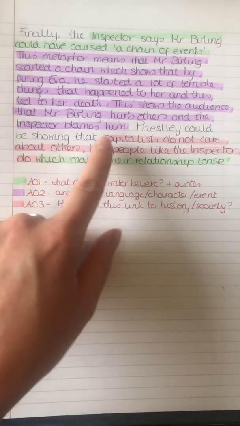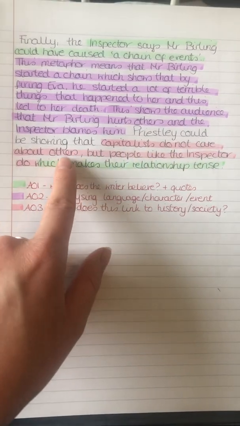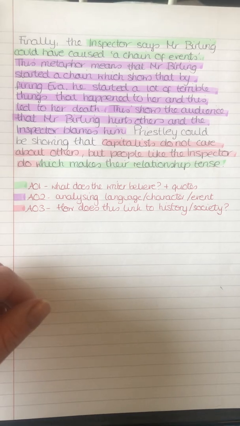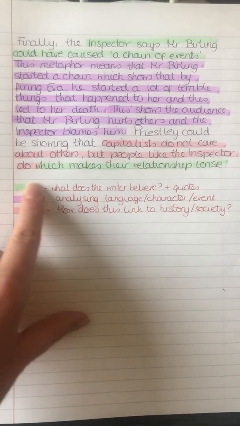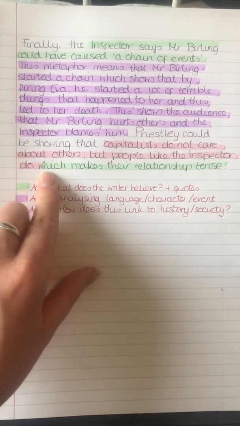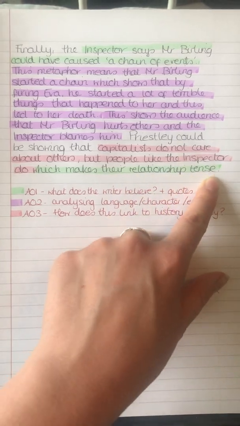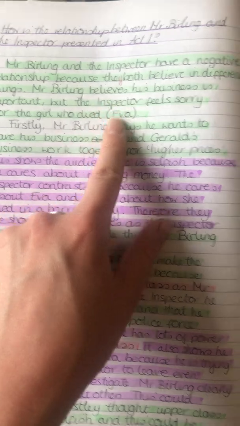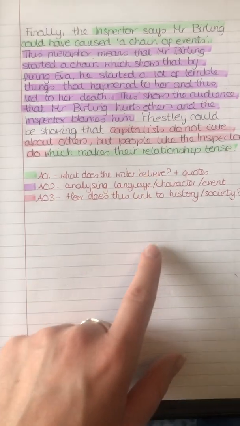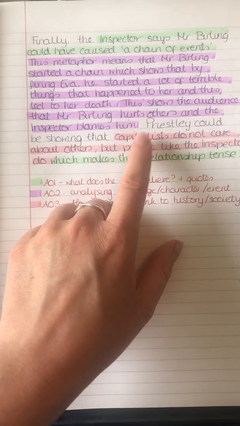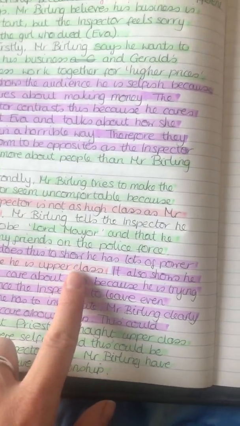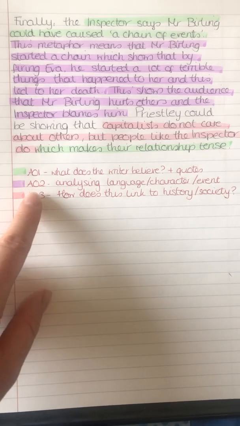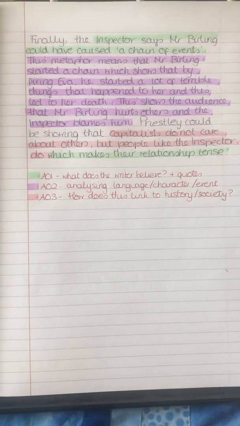Priestley could be showing that capitalists do not care about others. So capitalist being Mr. Burling, remember he cares about profit. That's what capitalists care about. But people like the inspector do, socialists, which makes their relationship tense. So I'm linking back to the question. I'm linking back to my point up here. I'm telling you what Priestley believes. And I'm also using words like capitalist. If I use words like upper class, things that were happening in society, I'm going to actually get those AO3 marks. So that's really important.